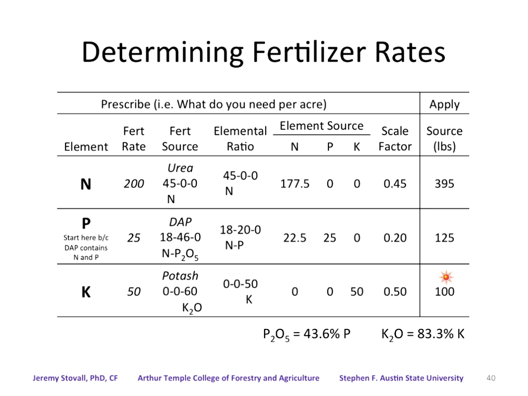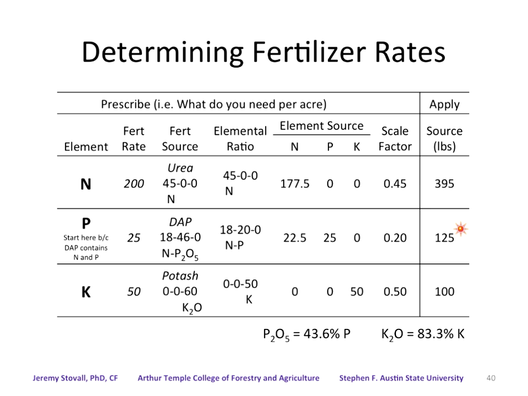We know that it's 46% P2O5, and so we have to multiply that by this 43.6%, and so we know the elemental rate is 18-20-0. And so from that, we do the same thing we just did with the potash. We know we want 25 pounds per acre, and we know that our bag is 20% P, and so we divide 25 by 0.2, and we know we're applying 125 pounds of DAP per acre.